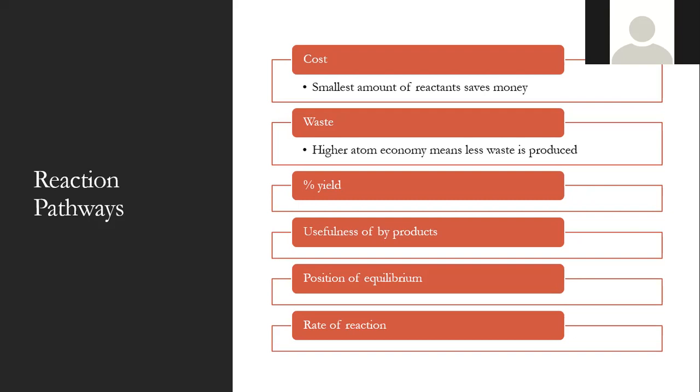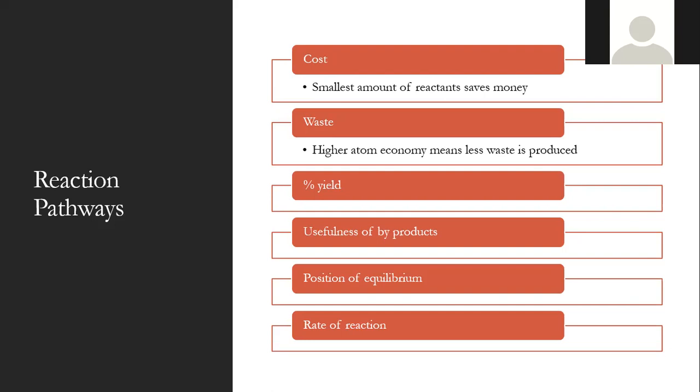If we've got a huge amount of excess in our reactants, it's pointless because it's not going to react, we haven't used it, and it just costs us money. Waste. Higher atom economy means less waste is produced, so we're making exactly what we are required to make, making fewer side products. Percentage yield is involved again in here. So how much are we actually producing compared to what we theoretically would think we would produce?